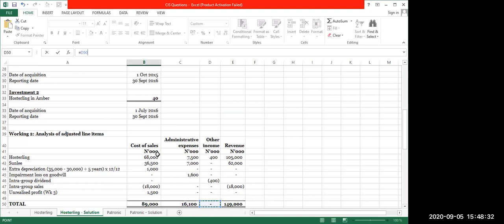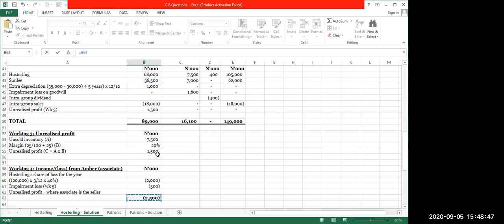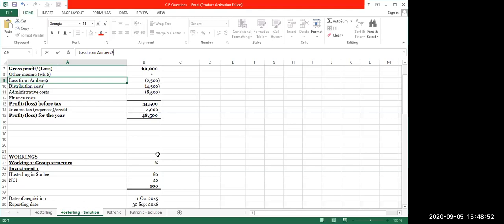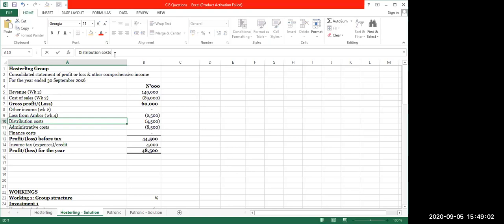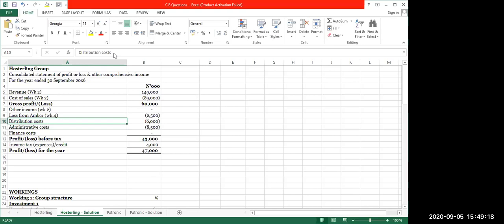We have share of loss from Amber. It's the next thing. So the loss from Amber was done in working four. I can just refer you to working four. So for distribution costs, we didn't adjust it, so we just have to go and pick our figures from the question. So we see distribution cost of 4,000 plus 2,000. So I can just write it in here. 4,000 plus 2,000.